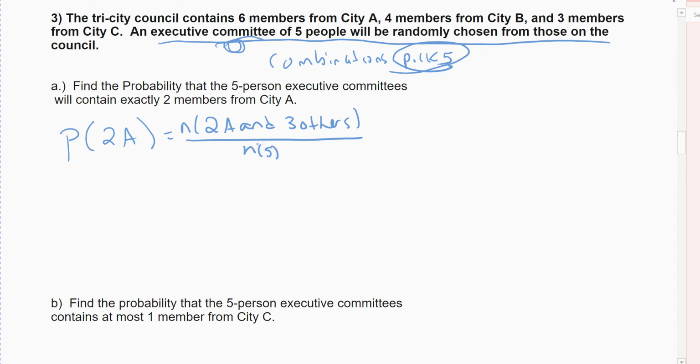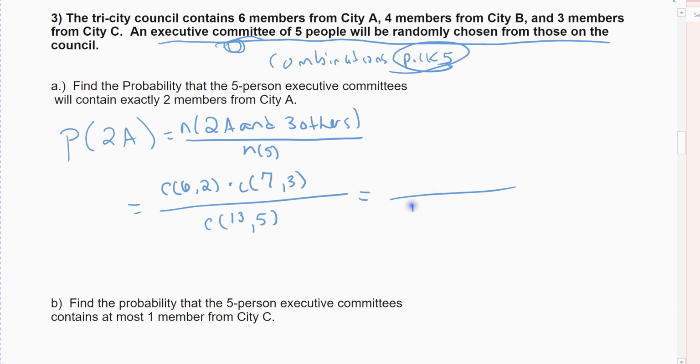My universal set can be, I can pick from any of the cities. Any person on the council can be selected. And then I write out my combination. So the first one is a combination. I'm selecting 2 people from the 6 in City A, and so we multiply 3 people from the 7, 4 from B, 3 from C, so 7 others, other than City A. All over the universal set, which means I pick 5 of any of them. 6 and 7 meaning there were 13 people I could have chosen from, so 13 choose 5 would be the universal set. And then you plug them in the calculator.